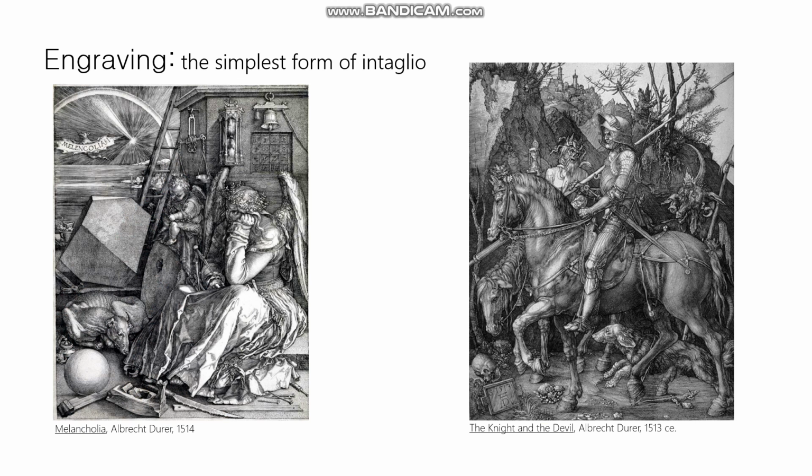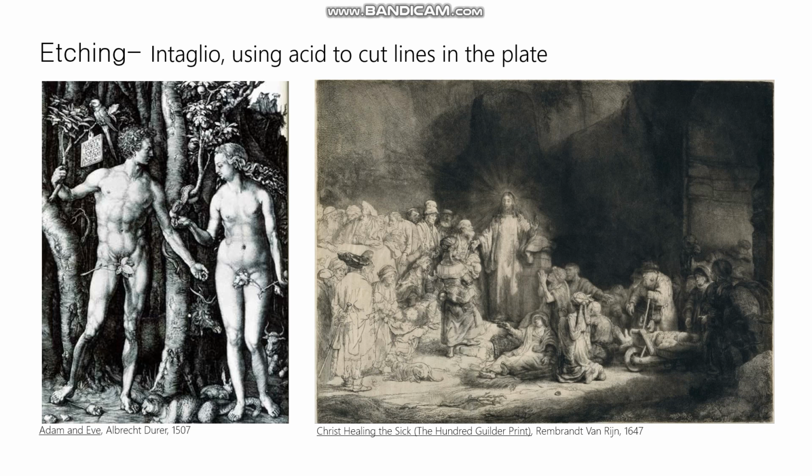So engraving is one of the simpler forms of intaglio printmaking, where the artist himself actually physically engraves the lines. It requires a lot of strength and a lot of precision, and only someone with the chops of an Albrecht Durer really could pull it off so well. But here we have two examples of engravings by him. Whereas etching is a different medium, because in engraving you have to do those cut lines by hand. In etching, you use an acid to do the work for you.